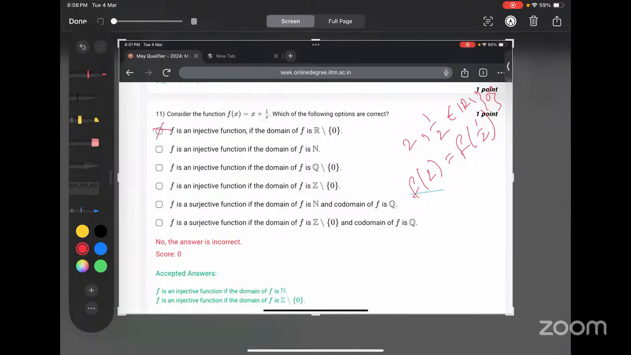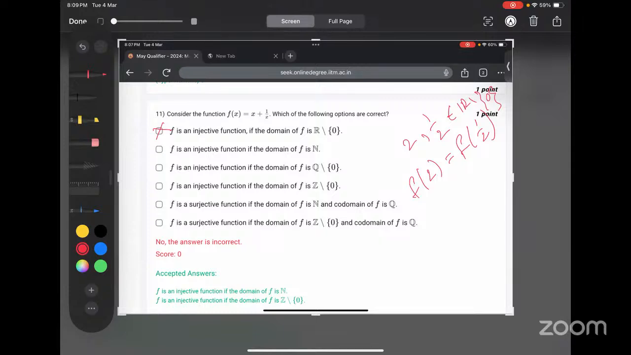If I pick the domain as natural numbers, then half cannot be there, right? Correct. In that case, we will not be able to find this type of example. So in this domain, the function will be injective. Even in integers also, this function will be injective. But if I take rational numbers, then again we can take the same example in rational numbers too, right? 2 and half.